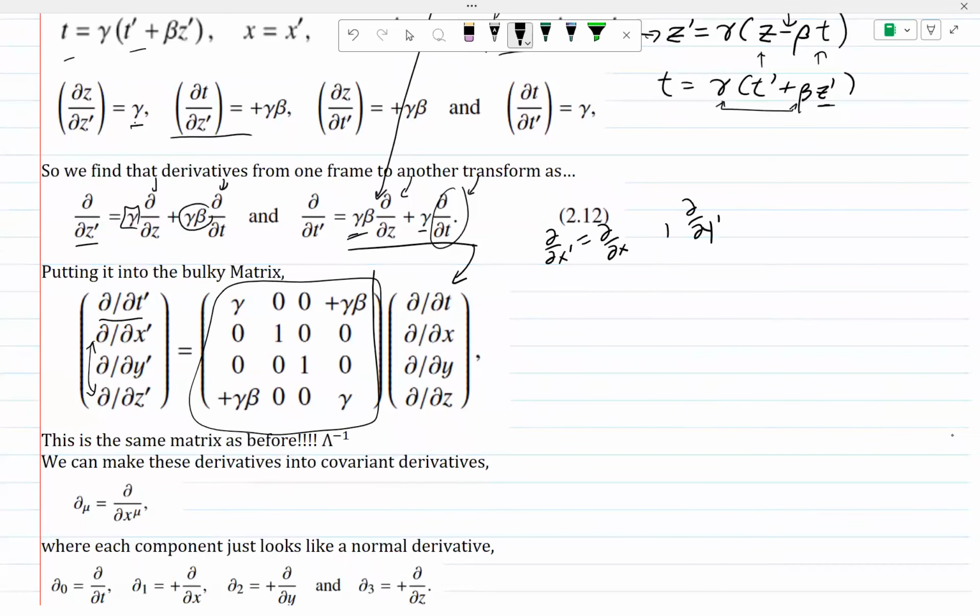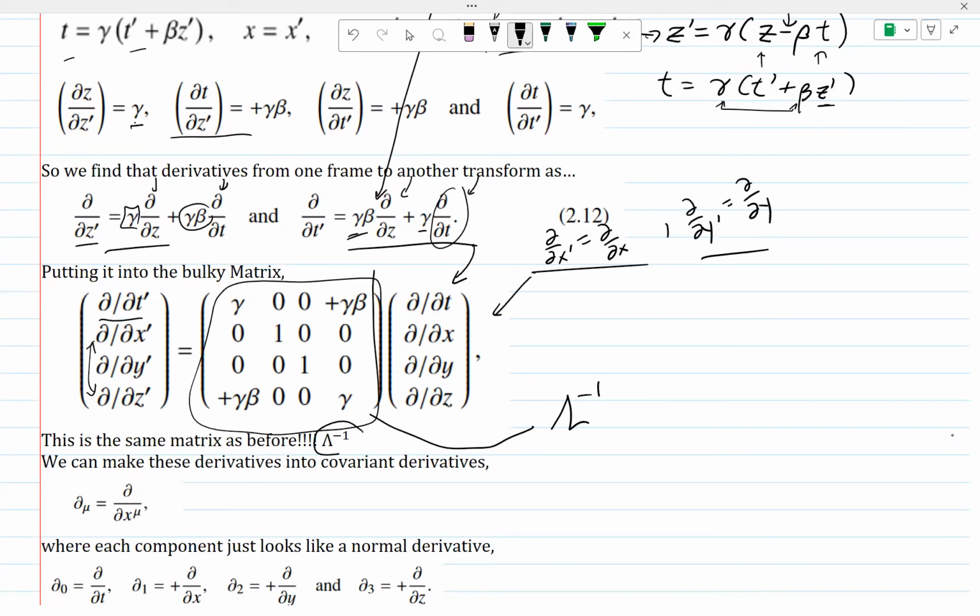Partial by partial y prime is equal to partial by partial y, because the frame is not moving in the x and y direction relative to each other yet. Okay. And then if you put all these four equations together, just like what we did with the spatial coordinates, you can put this in a column vector, multiply it by a matrix, and get the result that you expect to happen, right? So this is the inverse Lorentz transformation matrix, just as before.